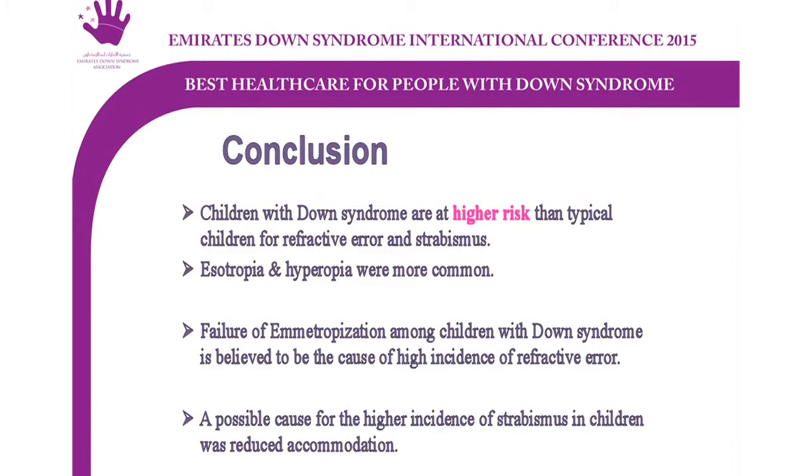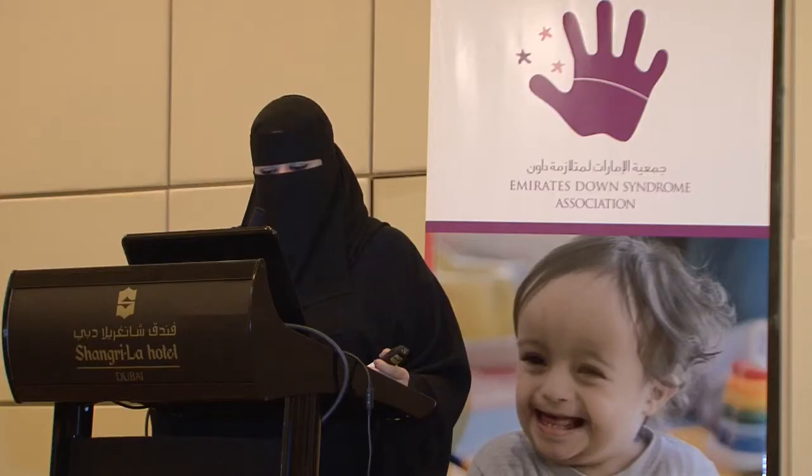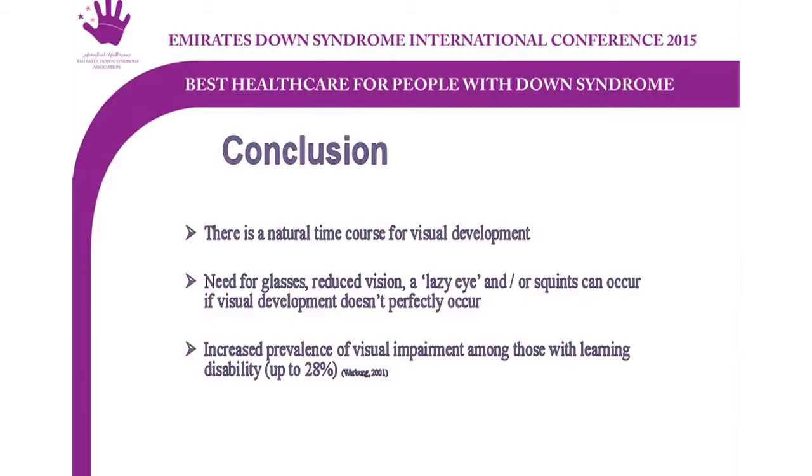In the end, children with Down syndrome are at a higher risk than typical children for refractive error and strabismus. Esotropia and hyperopia were more common. Failure of emmetropization among Down syndrome children is believed to be the cause of the high incidence of refractive error. A possible cause for the higher incidence of strabismus in these children was reduced accommodation. There is a natural time course for visual development. Need for glasses, reduced vision, a lazy eye, or squint can occur if visual development does not occur perfectly.